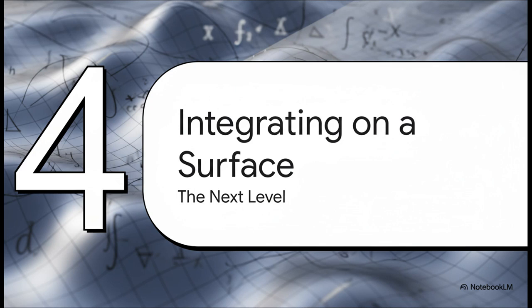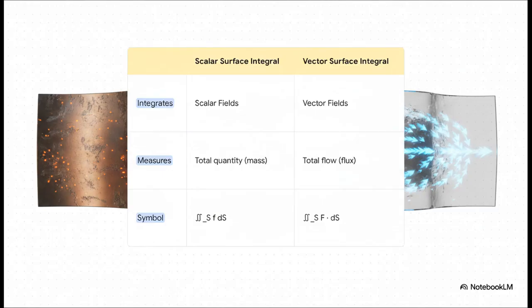Okay, so we've got a way to describe a surface. You know what's next? Let's integrate over it. And hey, this might look familiar. Just like with paths, we have two different flavors. A scalar surface integral adds up a scalar quantity that lives on the surface itself, like finding the total mass of a curved sheet of metal with varying density.